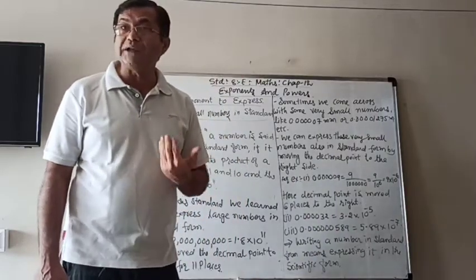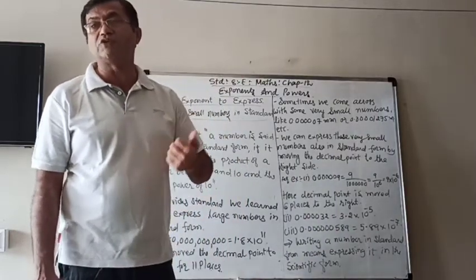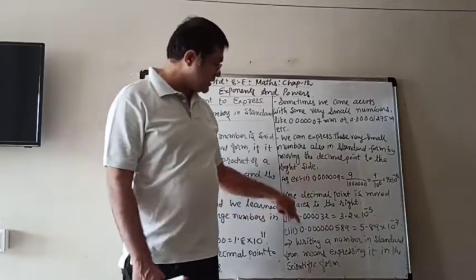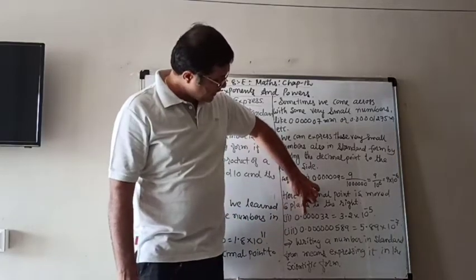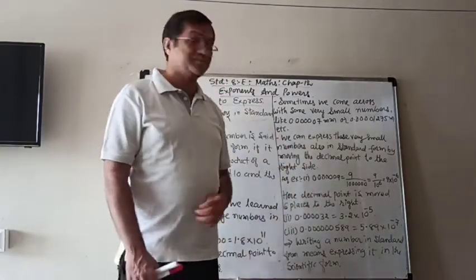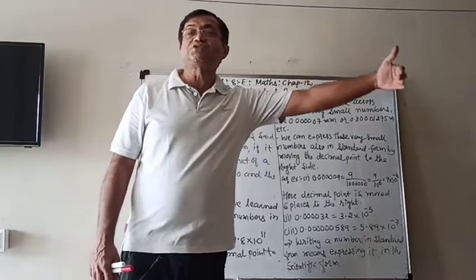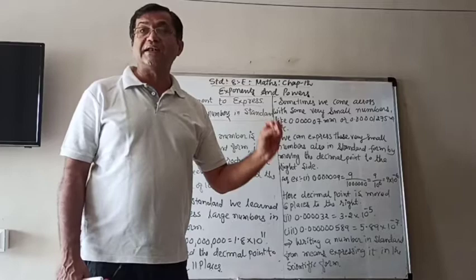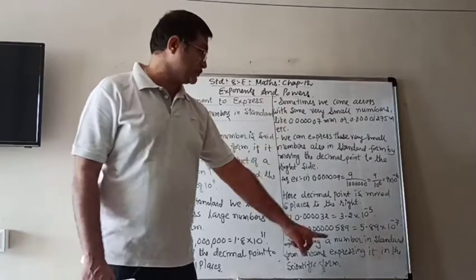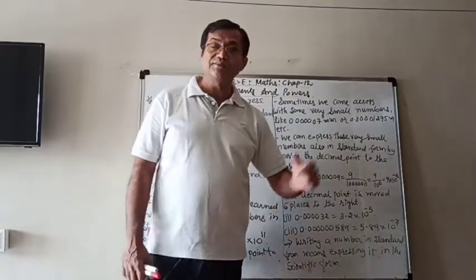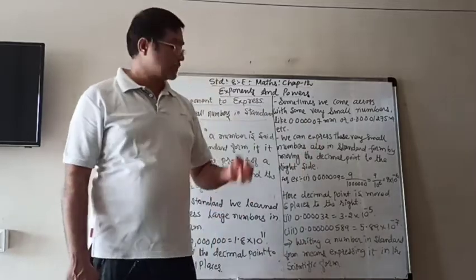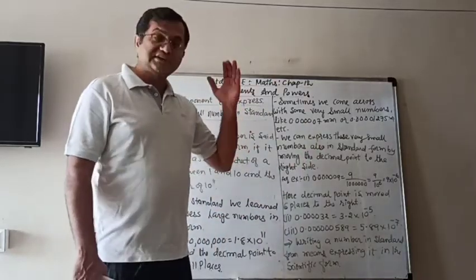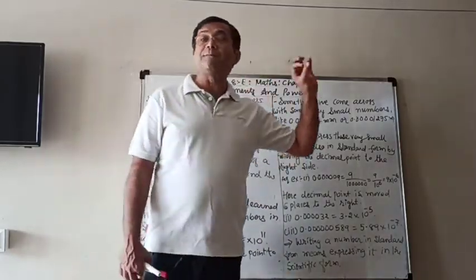Now how many places I moved? I moved the decimal point from here 1, 2, 3, 4 and 5, 5 places to the right side. So I need to write down 10 raised to power minus 5. So I wrote down here 3.2 multiplied by 10 raised to the power minus 5.